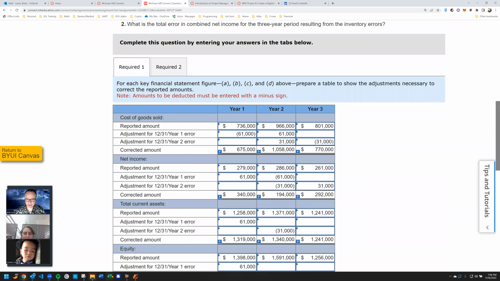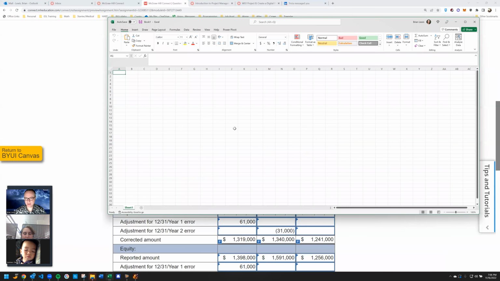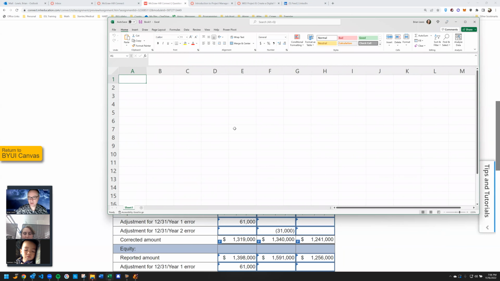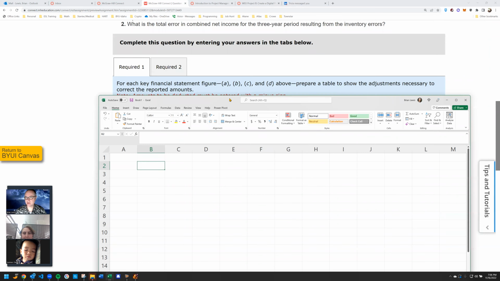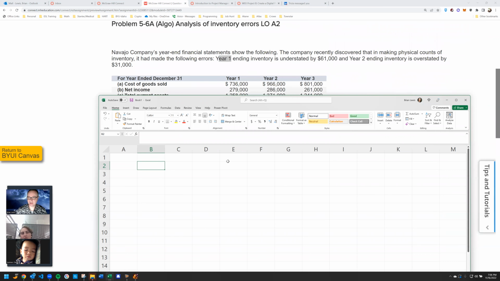Right, so the 61,000. Let's go back here to Excel real quick. I think I did this last week as well. The videos show how that overstatement works out. So the first one was $61,000. Let's do this. We'll just say inventory. This is the actual as is, and this is the actual as reported.